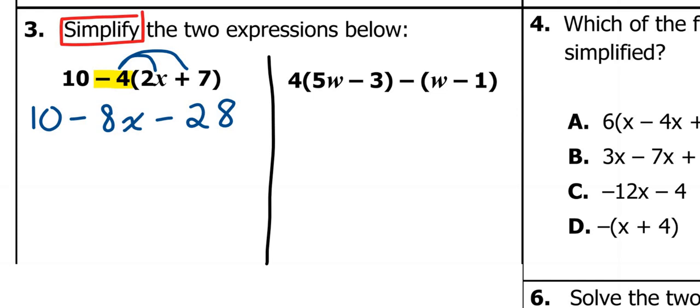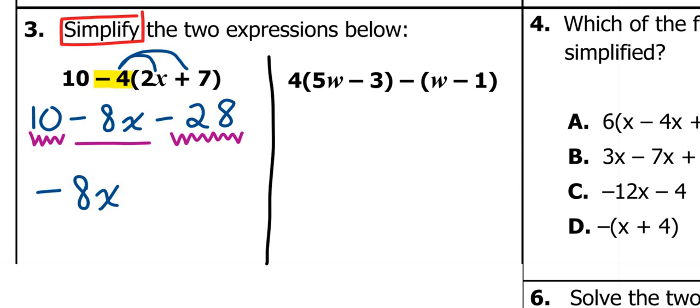So let's keep going because we're not done. The next thing that we're going to do is we're going to see if we can combine any like terms. I'm going to start with the x values. All I have is a negative 8x. I don't have any other x to combine it with. So I'm just going to write negative 8x. And now I'm going to take a look at my other numbers. So I have 10 and negative 28. When I'm adding these, I'm going to take a look at the signs.